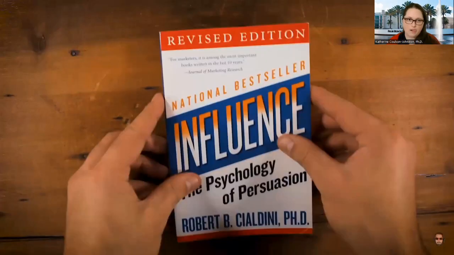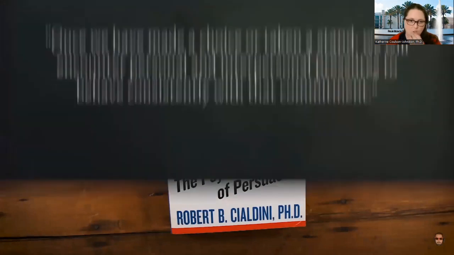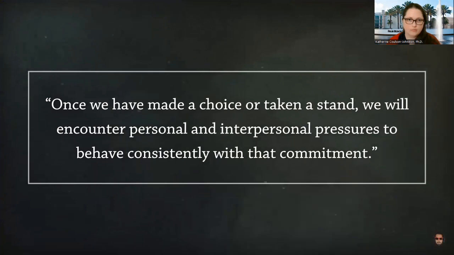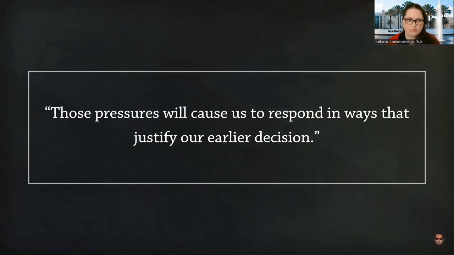We want to act in accordance and in line with our previous decisions. And this is something that Robert Cialdini talks about in his excellent book, Influence: The Psychology of Persuasion. As he puts it, once we have made a choice or taken a stand, we will encounter personal and interpersonal pressures to behave consistently with that commitment. Those pressures will cause us to respond in ways that justify our earlier decision.